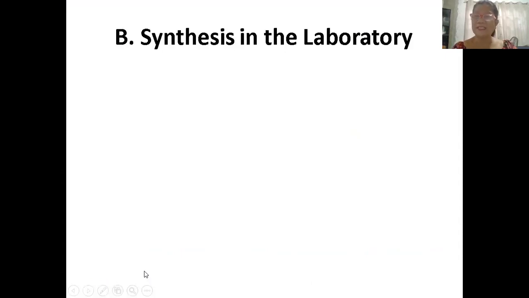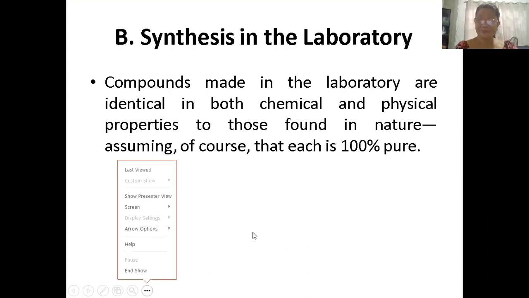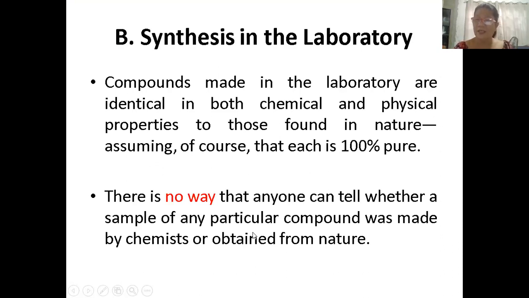How about the synthesis? No, the one that we have discussed is about extraction. So synthesis is now compounds made in the laboratory that are identical in both chemical and physical properties. Now, how is it being synthesized? What happens is they get it from nature, then afterwards they will look into the composition of that certain compound in the laboratory.